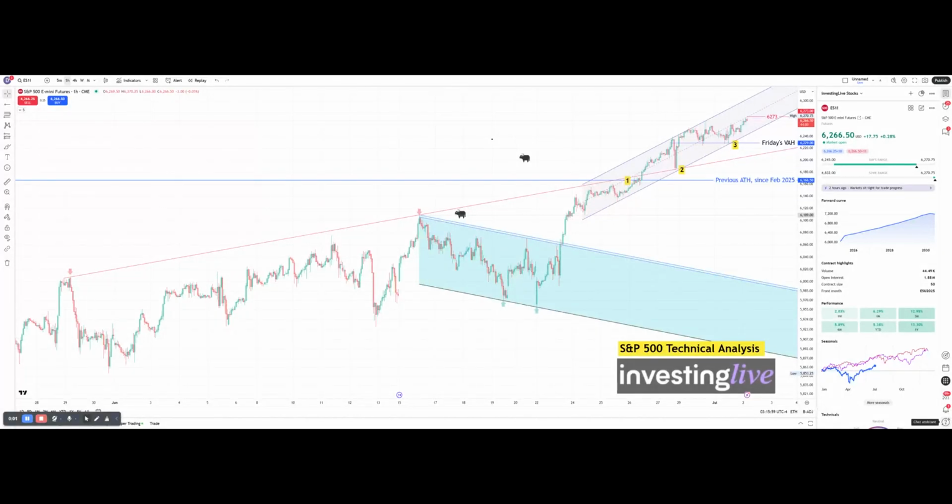Hello, this is an S&P 500 E-mini futures technical analysis. Through the futures, we are looking at the S&P 500, giving you an opinion of where this market is and what you can expect.